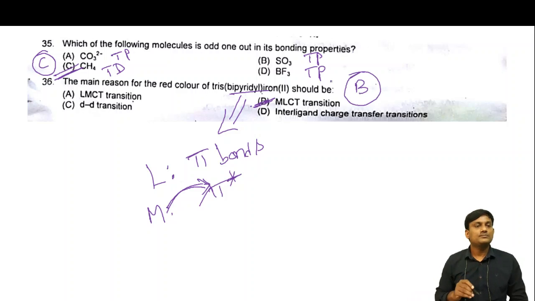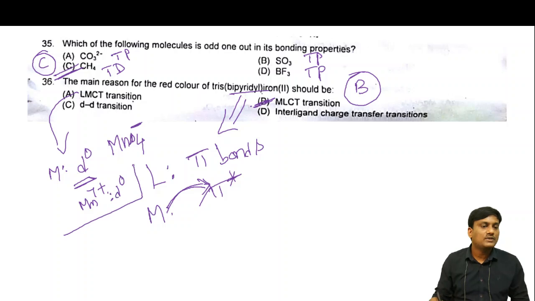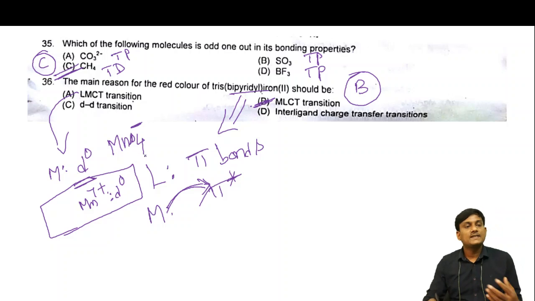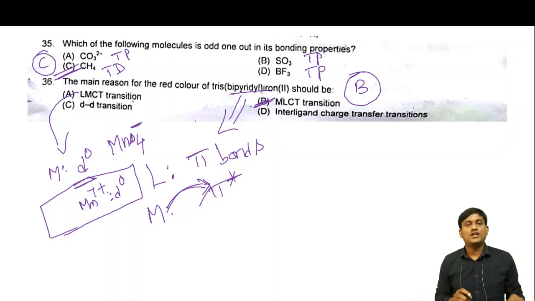transition. LMCT is possible when the metal has empty d orbitals, d0 electronic configuration. Suppose you take MnO4 minus, in this case Mn7 plus has d0 electronic configuration. In this case there is a transfer of charge from the ligand to the empty orbital of the metal. So the main reason for the red color of tris(bipyridyl)iron(II) should be metal to ligand charge transfer transition.